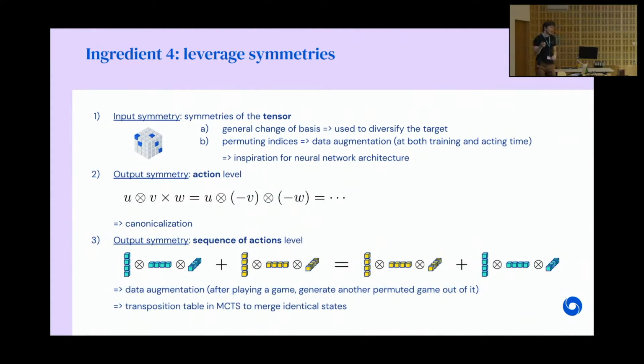Another type of symmetry on the output side is on the level of a sequence of multiple actions. So for example, in the tensor decomposition game, we are looking for a decomposition of a tensor into a sum of rank 1 terms. And of course, addition is commutative. So it doesn't matter in what order you discover your factors. Like if you discover first the blue factor and then the yellow one, it's the same as the yellow one and then the blue one.